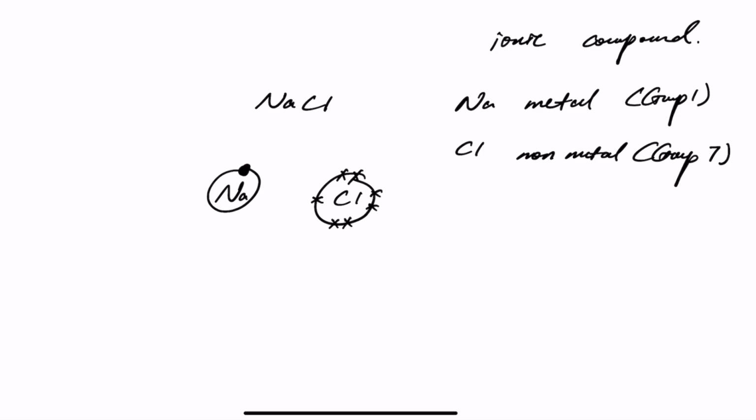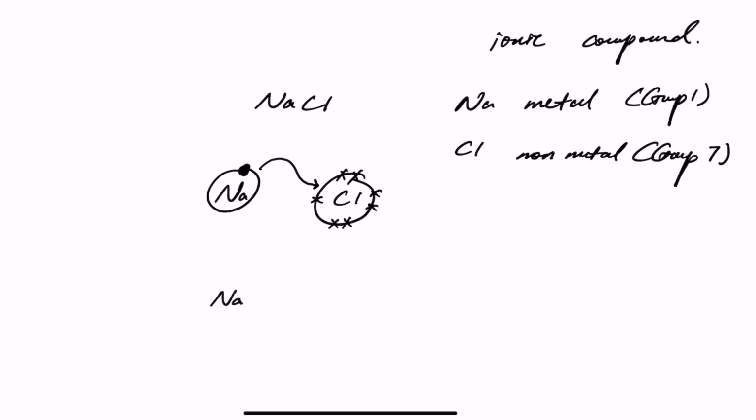And both of them want to achieve a full outer shell. How is that possible? Well, since this is an ionic compound, some of them are going to lose electrons, and some of them are going to gain electrons. In this case, sodium is going to lose the electron, chlorine is going to gain the electron, and then they'll both have a full outer shell. I'm going to show you what I meant.